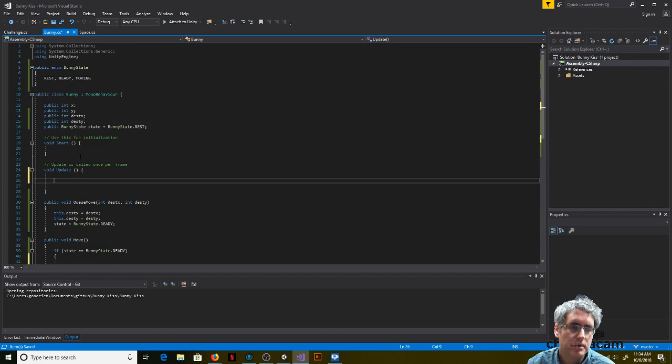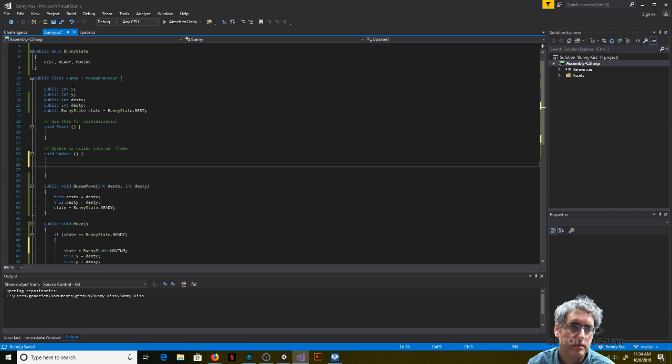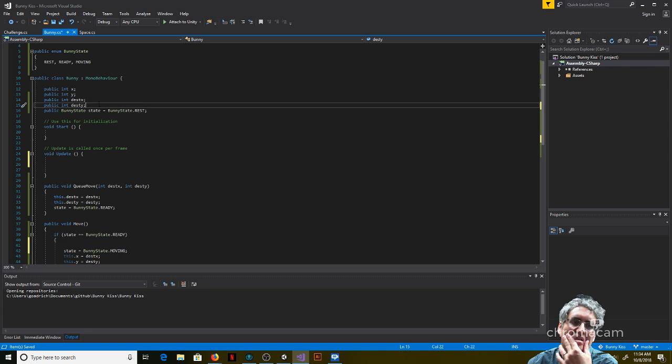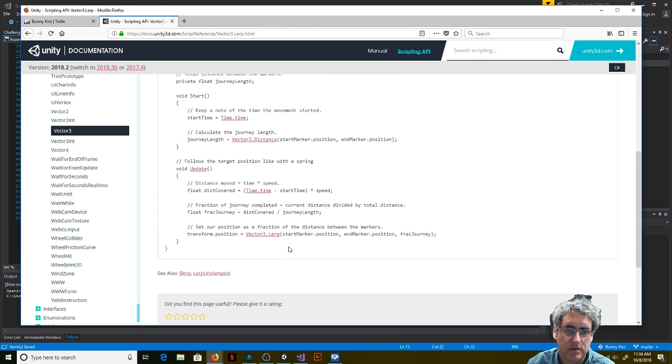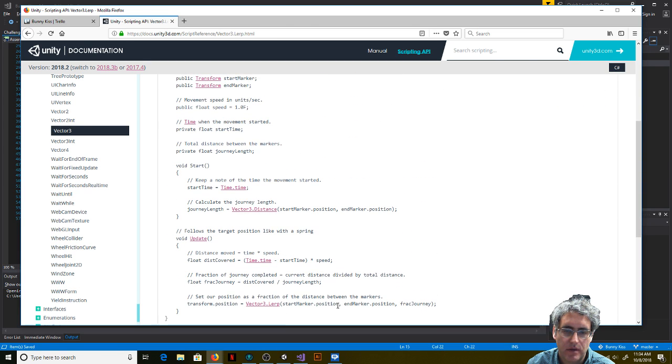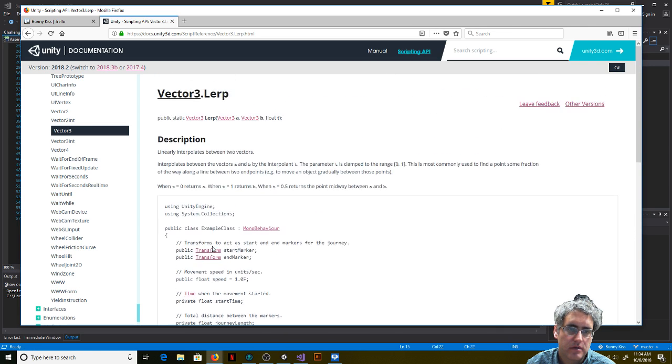Okay, well, we probably need another abstraction. Let's get rid of these x's and y's. Destination x's and destination y's. No. Because lerp works on transforms, doesn't it? It's got positions and positions and the fraction of the journey. And so we need to do a Vector3 lerp.